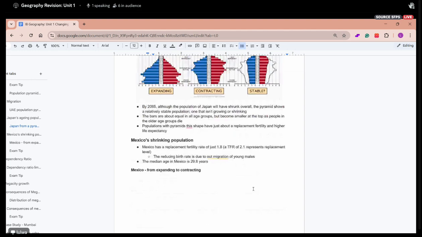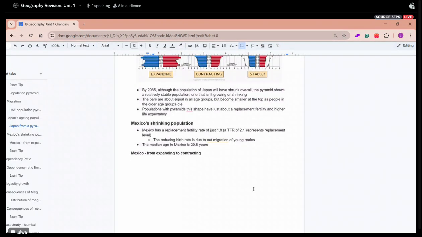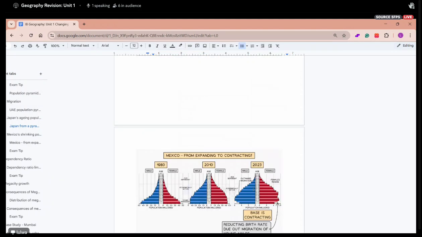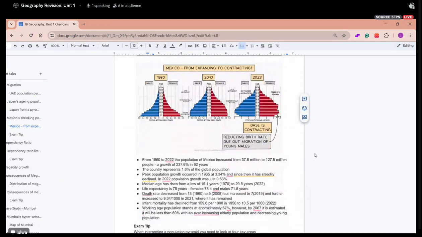And then Mexico is different because they're having a shrinking population. The median age in Mexico is now 29.8, as you can see here. And this is because working age is different, and the population of Mexico increased from 37.8 to 127.5 million in 62 years. So a growth of 237.6%, which is a lot.